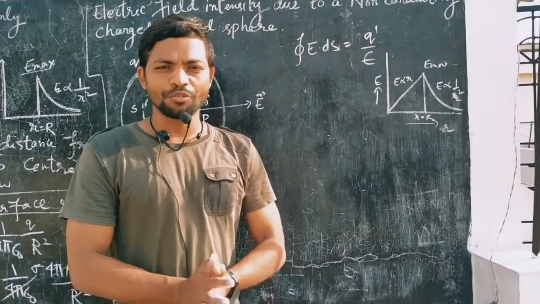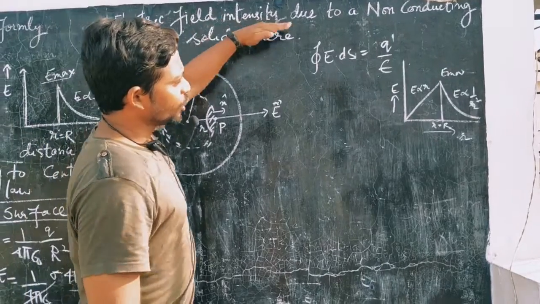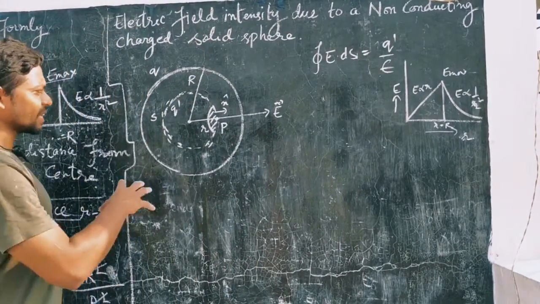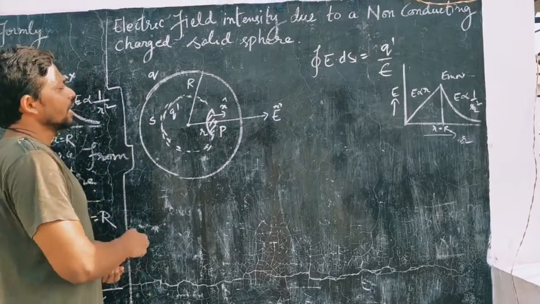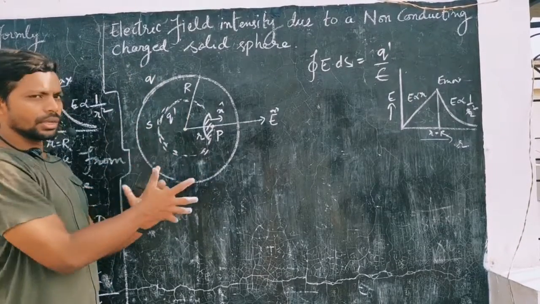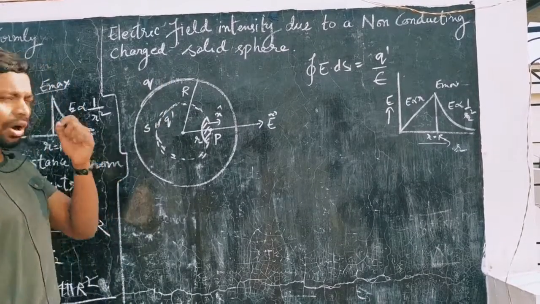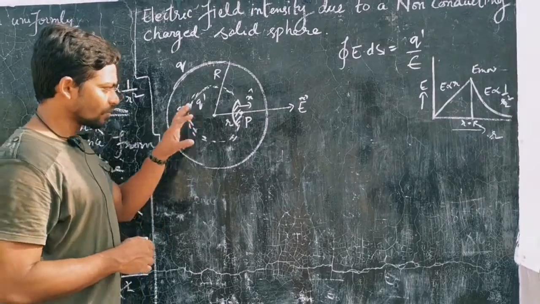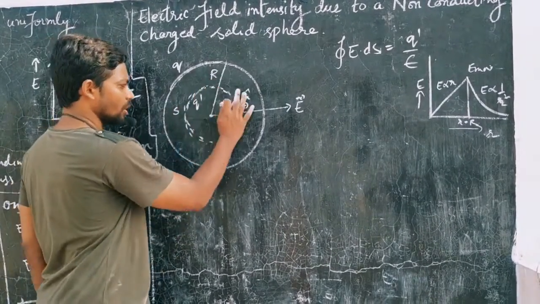Hi friends, now we will see electric field intensity due to a non-conducting charged solid sphere. Let us say this is the solid sphere which is non-conducting. Let us say we have given a charge uniformly distributed throughout the solid sphere, let's say it is Q. Now our idea is to find out electric field intensity somewhere inside. Outside we have learned anyway, but inside we want to learn mainly.